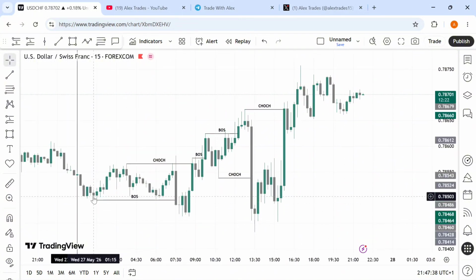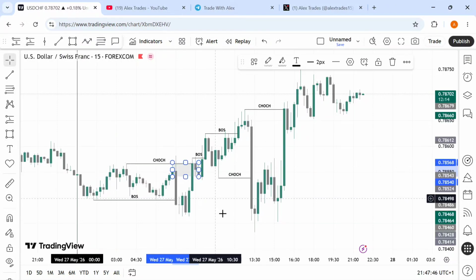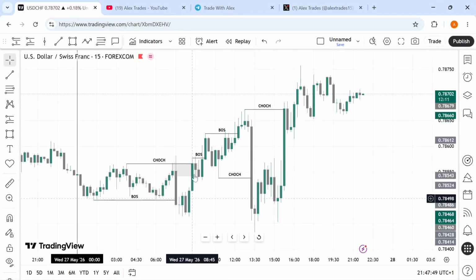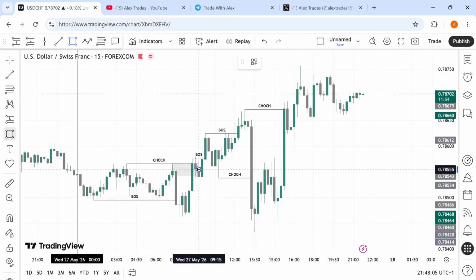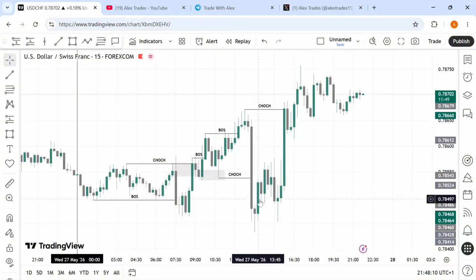We had a break of structure to the downside, and this was supposed to be a valid supply zone. After this, price broke structure, changed character with this break above it at 8:45, broke structure again. At this point, this can be seen as a valid demand zone from this candle here. So it broke structure after tapping into it and came back to change character.